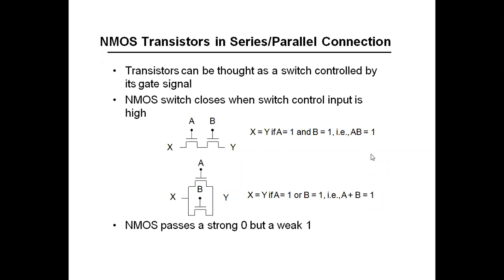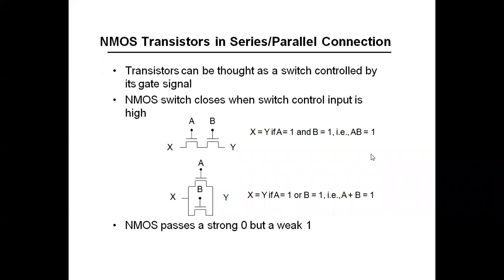Okay, this is a very important point. And to actually overcome the drawback of NMOS and PMOS, PMOS has a capability to pass strong logic 1 and weak logic 0, and NMOS has a capability to pass strong logic 0 but weak 1, right?